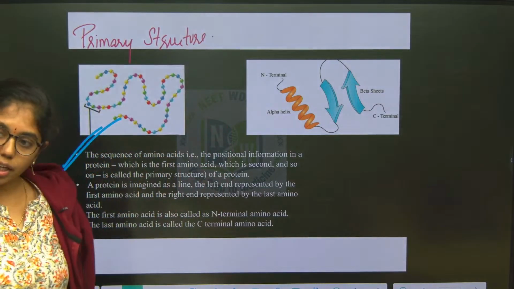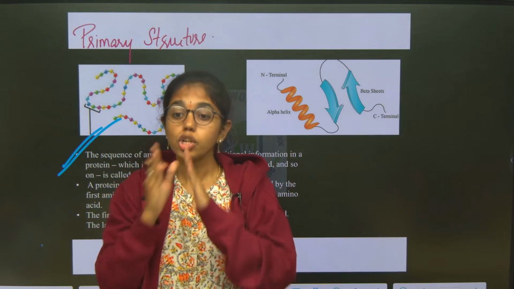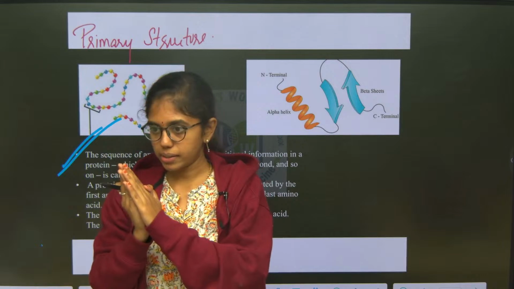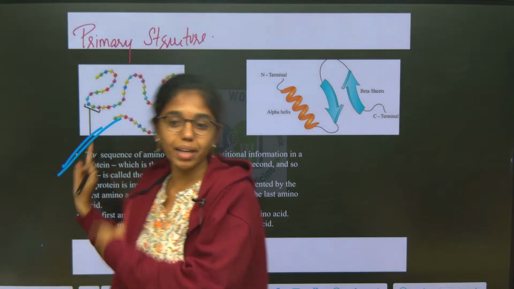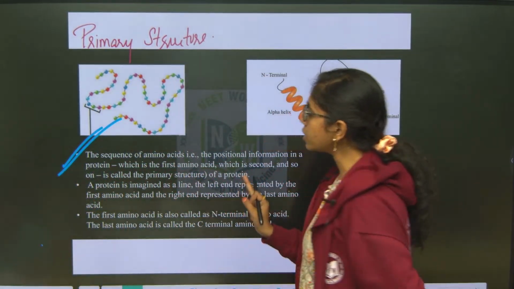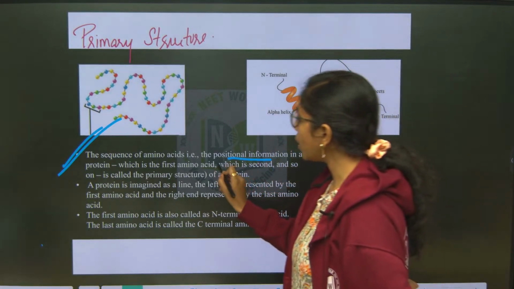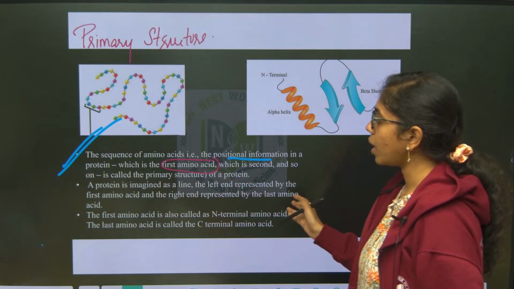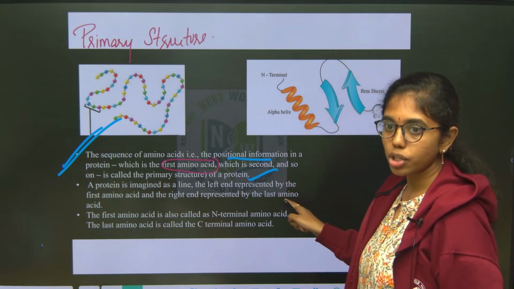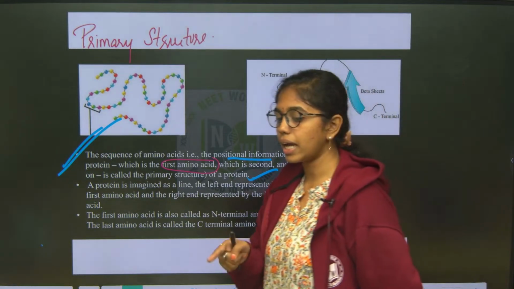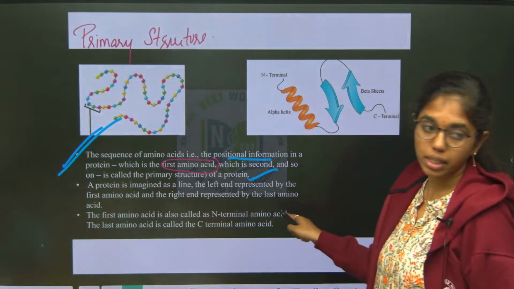Primary structure is the chain of amino acids. In the primary structure, in that protein chain, what you can analyze is the positional information of amino acids, like which amino acid is present at what position. The sequence of amino acids, that is the positional information in a protein, which is the first amino acid and which is the second amino acid, is called the primary structure of protein. Clear? These are direct liners of your NCERT, because when you go through your NCERT reading again, you should not find any confusion.